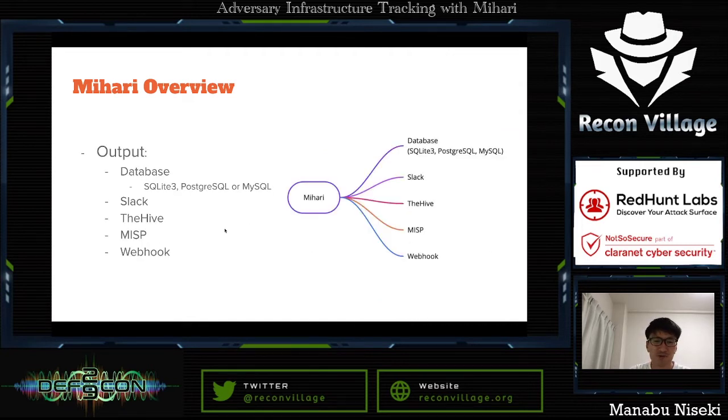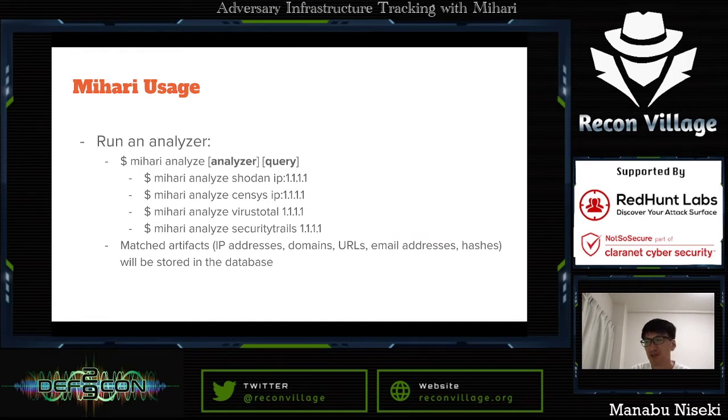Mihari can output findings to a database, Slack, TheHive, MISP, and a general webhook. So you can get a notification if there is a new finding which matches a search query. Then you can take a look at it. Here is a very basic usage of Mihari. This command makes a search query in a service and stores matched artifacts in a database.